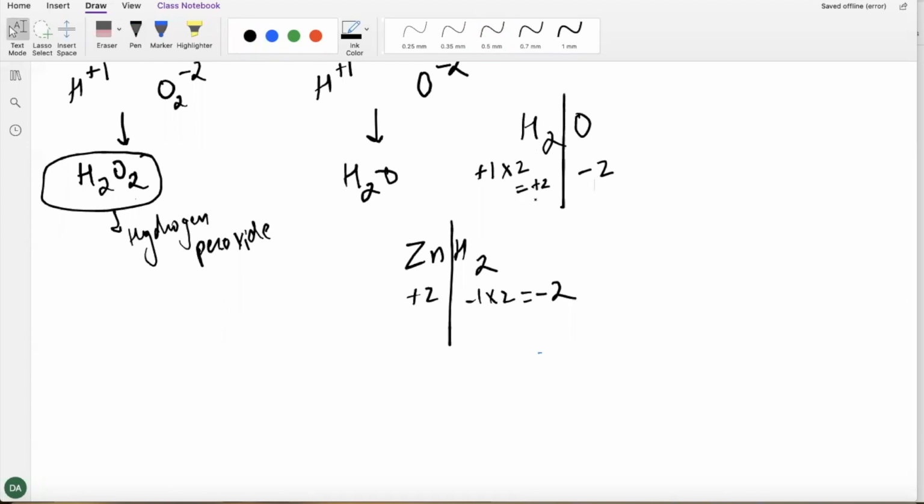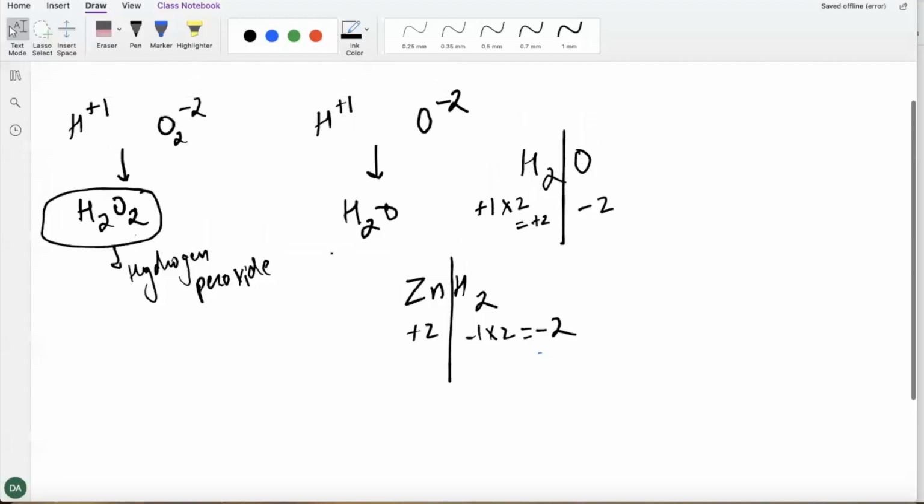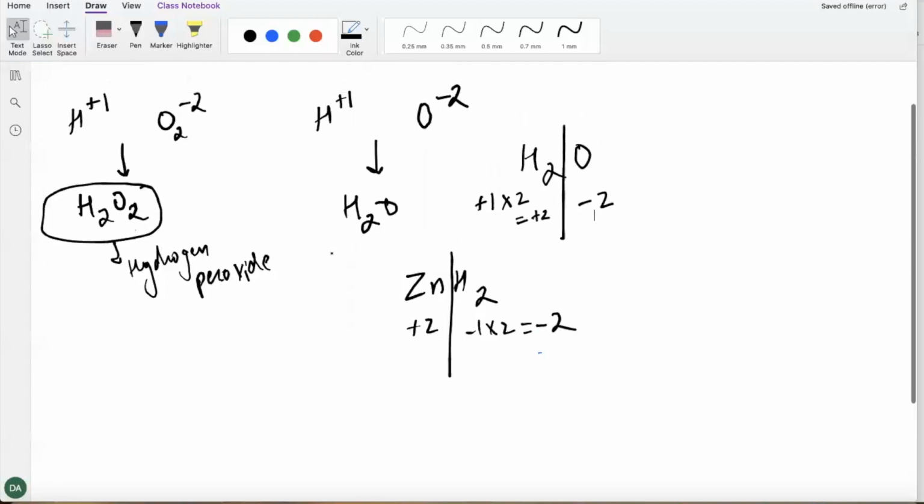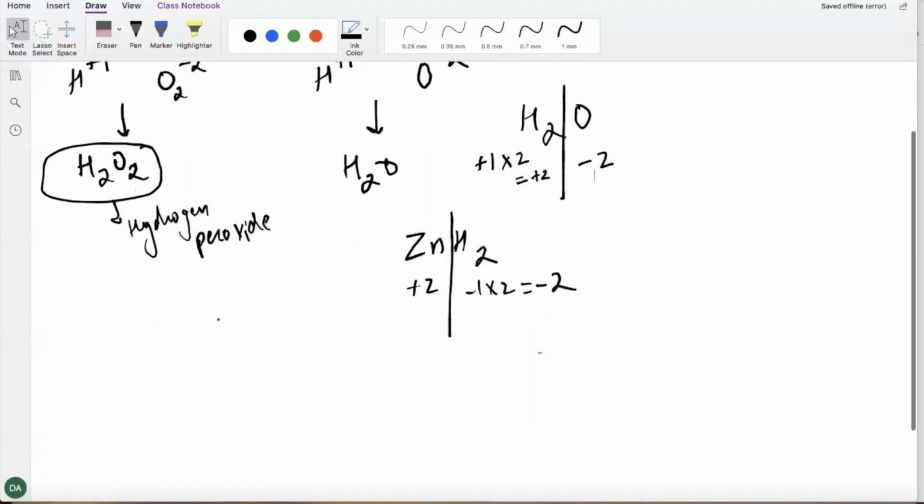So start with hydrogen first, and if there isn't hydrogen, start with oxygen first? Yes. So always start from the right-hand side except when it's hydrogen. Okay. Then start with hydrogen if you have hydrogen.